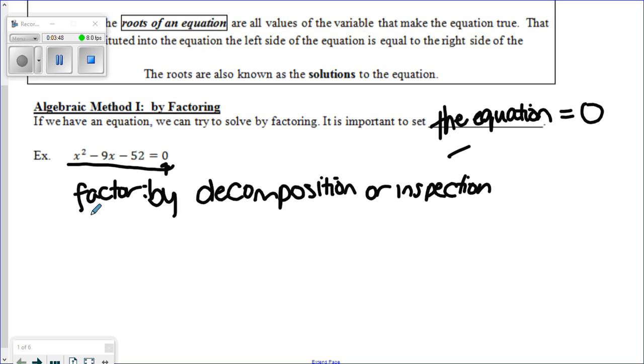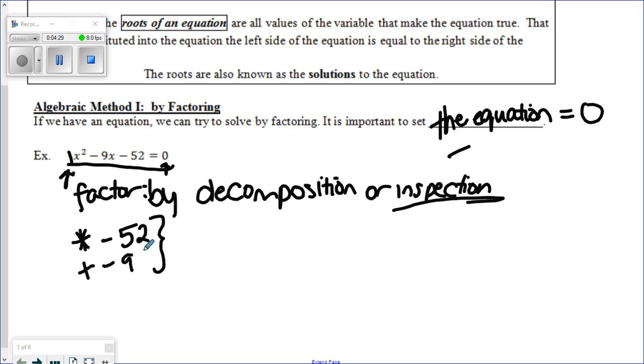So factoring by decomposition or by inspection. I'm going to do it by inspection, since the number in front of my x squared, which we'll call our a value, is currently equal to 1. If you want to look back, remember that review package from the beginning of the year, we did a whole bunch of factoring stuff. By inspection, we're looking for two numbers that multiply to be equal to my c value, which is negative 52, and add to be equal to negative 9.